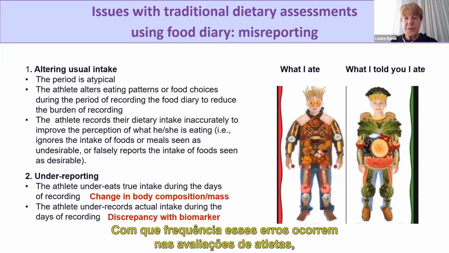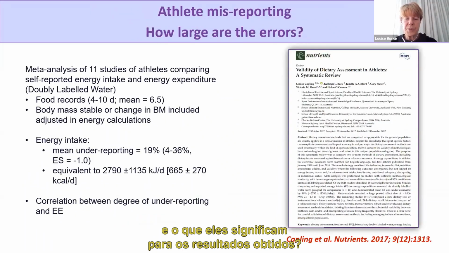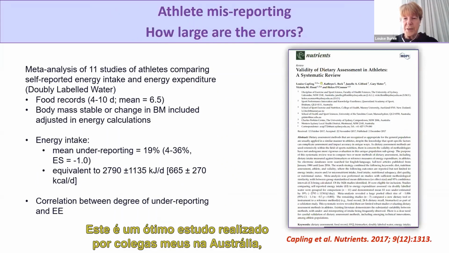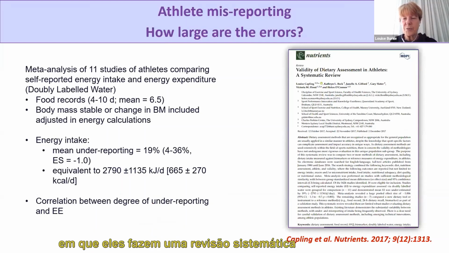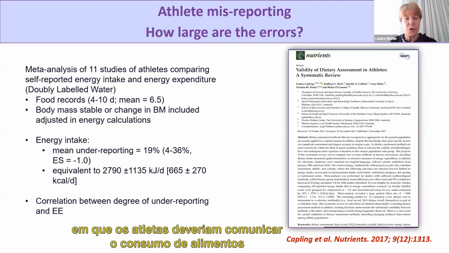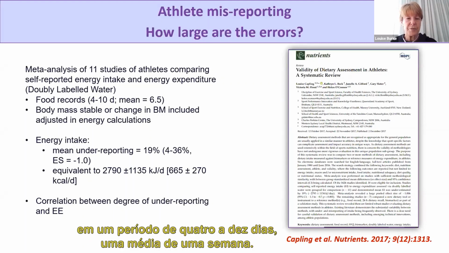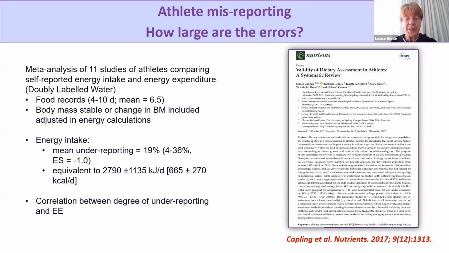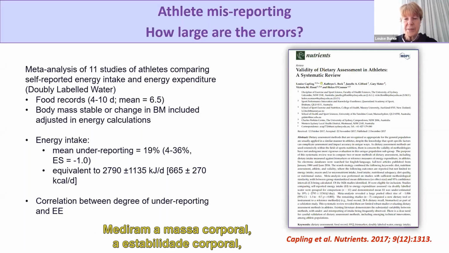So how often do these errors occur with athlete assessments, and what do they mean in terms of the results that we get? This is a nice paper that has been done by some colleagues of mine in Australia, where they've done a systematic review of dietary assessment of athletes, and one part of their meta-analysis looked at studies in which athletes were asked to record their food intake for a period of between 4 and 10 days, a mean of about a week. They measured their body mass and the stability of their body composition over this period of time.